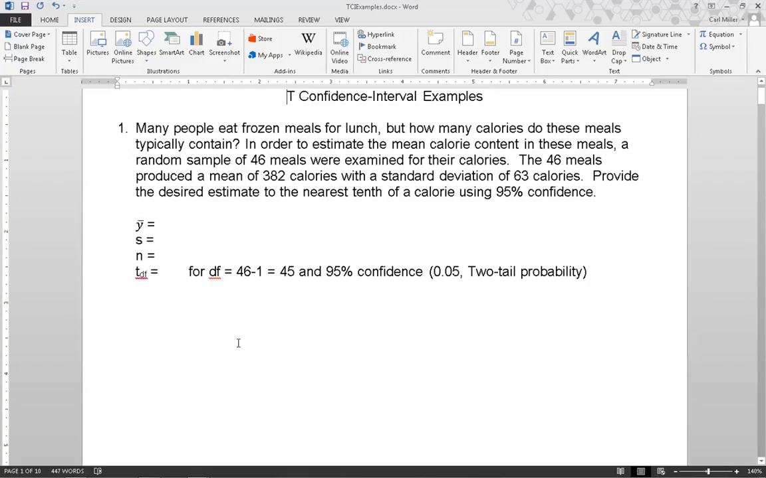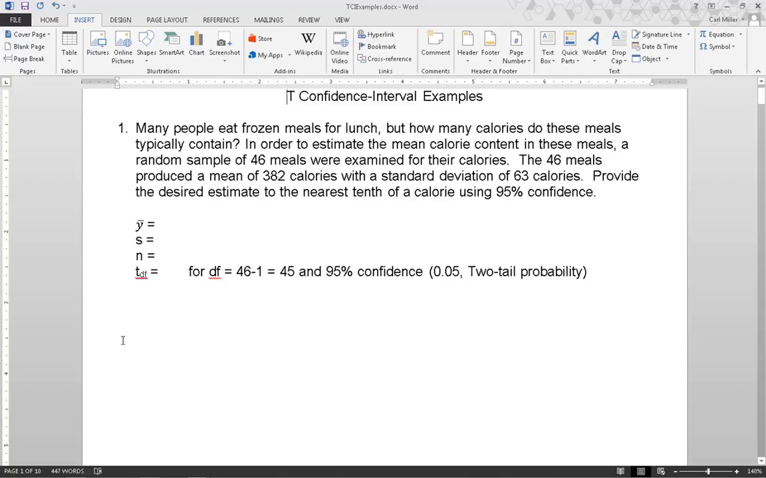Let's look at two confidence interval examples. Number one, many people eat frozen meals for lunch, but how many calories do these meals typically contain? In order to estimate the mean calorie content in these meals, a random sample of 46 meals were examined for their calories. The 46 meals produced a mean of 382 calories with a standard deviation of 63 calories. Provide the desired estimate to the nearest tenth of a calorie using 95% confidence.